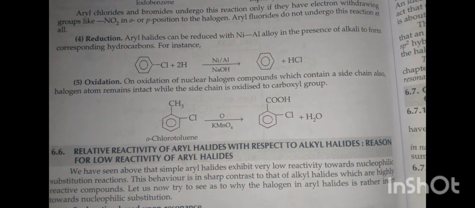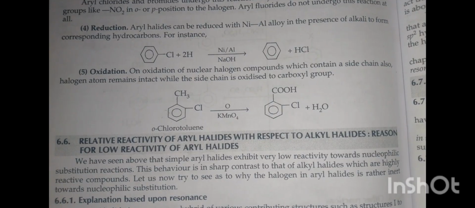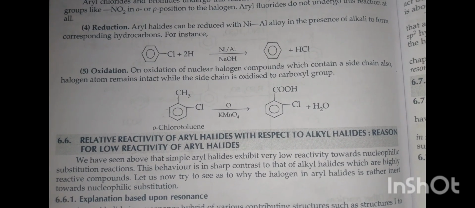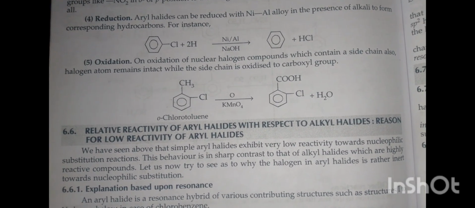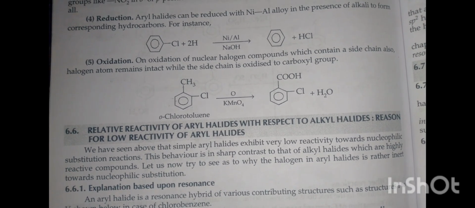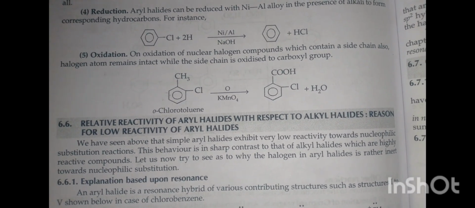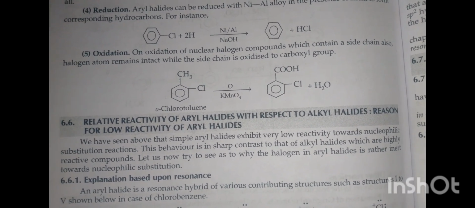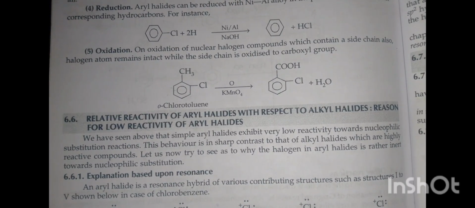Next is reduction. Aryl halides can be reduced with Ni-Al alloy in the presence of alkali to form corresponding hydrocarbons. Fifth is oxidation. On oxidation of nuclear halogen compounds which contain a side chain also, the halogen atom remains intact while the chain is oxidized to carboxyl group.